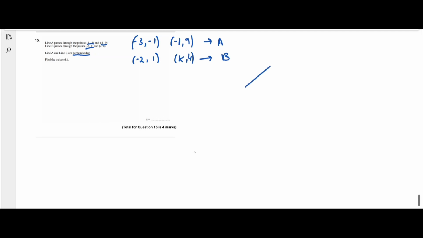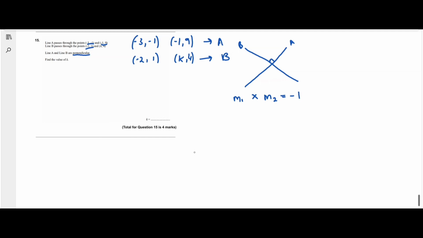Now that means if line A, for example, was this way, line B would be perpendicular to it, so they meet at a right angle, and line B would be that way. So that's what they mean if they're perpendicular. And then what you need to know is if you've got 2 perpendicular lines, their gradients, so I'm going to call that M1 and M2 because you've got 2 gradients for 2 lines, multiply together to give you -1.